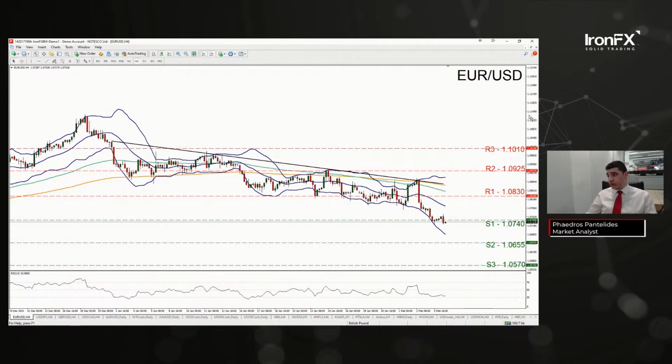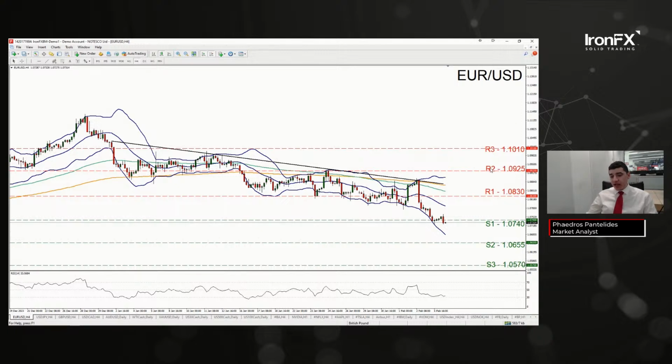Starting off with the euro against the US dollar. In terms of financial releases, the US ISM non-manufacturing PMI figure that was released yesterday during the American session came in better than expected, which may be supporting the US dollar.